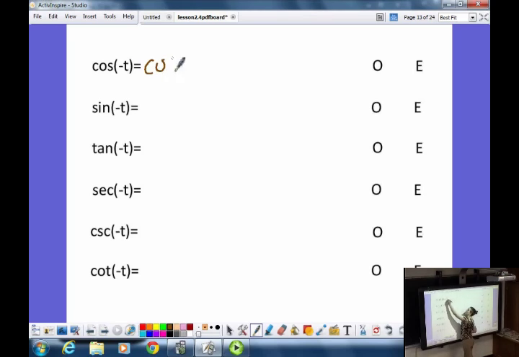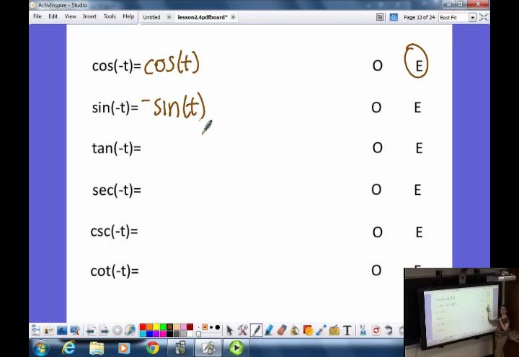So, put it all together, cosine of the opposite of t is equivalent to what? Cosine of t, right. So that means cosine of t is what function, odd or even? Even. What about sine of the opposite of t? The opposite of sine of t. Right, so that was odd or even? Odd. What about tangent of the opposite t? Opposite of tangent of t.